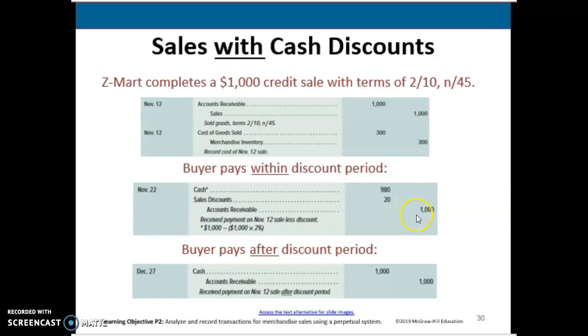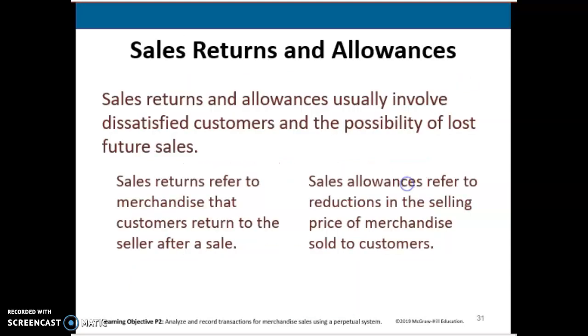So we're going to be reducing accounts receivable by the $1,000 that they owe us. We're giving them a sales discount of $20. So we're going to debit a new account called sales discounts for $20. And the difference between the amount we're giving them as a discount and the amount they owed us is $980. That's how much cash we're actually receiving from them. So we're going to debit cash for $980, debit sales discounts for the amount of the discount, that $20, and we're going to credit accounts receivable for the full amount.